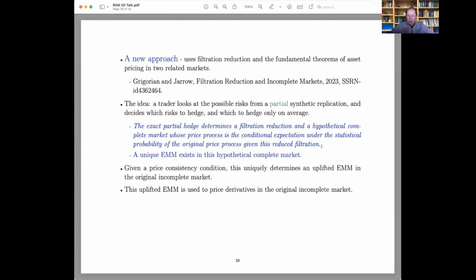Now, in this hypothetical market with this new price process, it's complete. And there exists a unique equivalent martingale measure in this hypothetical market. Now, with one additional economic assumption, which we call a price consistency condition, this uniquely determines what we call an uplifted equivalent martingale measure in the original incomplete market. And this uplifted equivalent martingale measure can be used to price derivatives in the original incomplete market. So it's a different rule for determining which equivalent martingale measure is appropriate, and it's determined by the trader deciding which risks they want to hedge exactly and which risks they can only hedge on average.